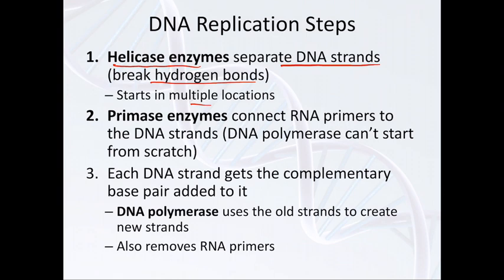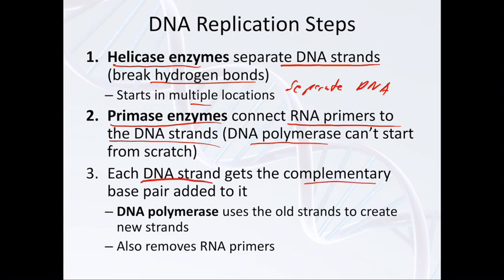So separate DNA. Okay, next, primase enzymes come along. And remember, enzymes are proteins, okay? And so what they do is they connect RNA primers to the DNA strands, okay? Because the next enzyme we're going to talk about in a second, that's DNA polymerase, it can't start from scratch. It needs to start with those RNA primers in place. Okay, and what happens from there is each DNA strand is going to get the complementary base pairs added to it. Okay, so that's where the DNA polymerase enzyme comes into play.